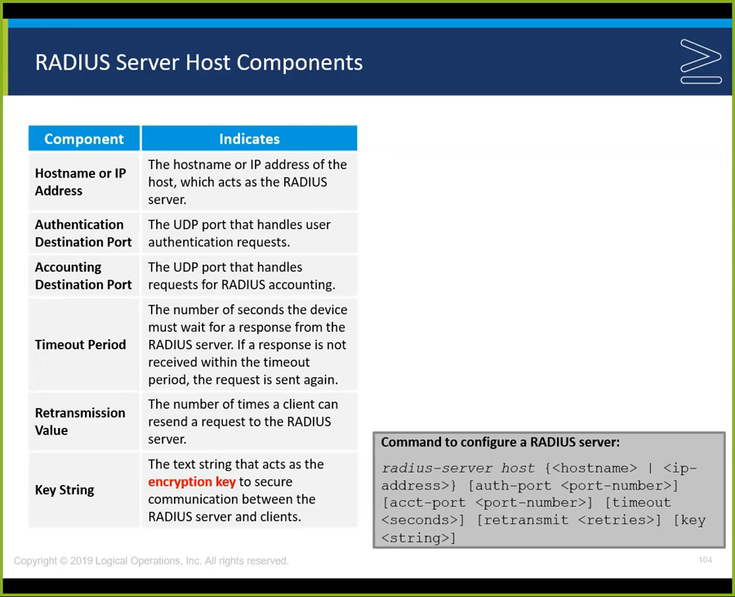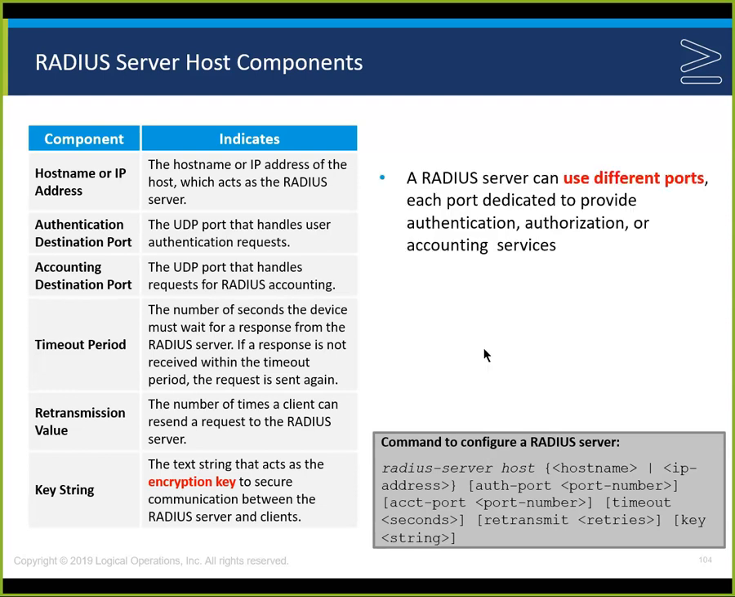For a host name, we would have to have either a hosts file or be able to resolve it in DNS. Then the authentication port, the authorization port numbers here, the accounting port number, and then the timeout in seconds, and retries if we have unsuccessful attempts. The key string here is going to be the shared secret, so that the RADIUS server and the device it's being configured on know that they should be talking to each other.